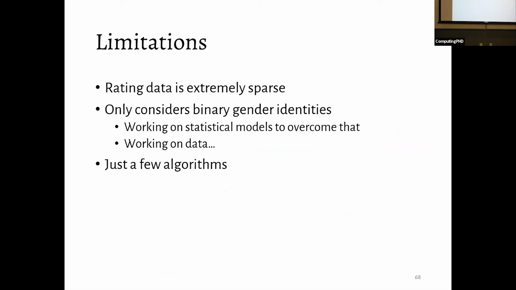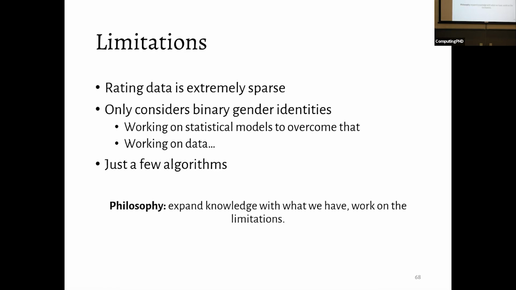A bunch of limitations. Rating data is extremely sparse. Both the statistical methods and the data are only considering binary gender identities right now. Working on fixing both of those. But our goal here and the way we approach this is, how can we use the data we have available to expand knowledge and work on the limitations? We don't want to do things we know are bad or are deeply, deeply problematic, but we know there are going to be limitations to any of this work. So how can we use what we have, advance knowledge, make things better, and do that by developing methods that can be reused as we get better data?